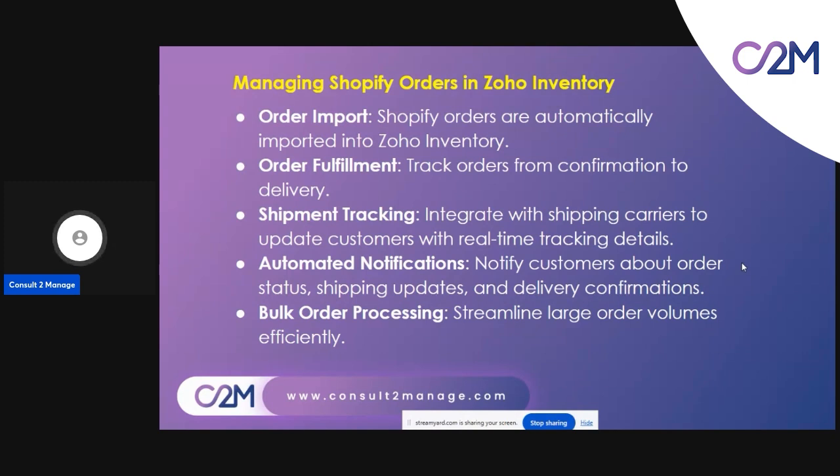So we have automated notifications. As we know, Zoho overall has pretty solid notification channels. So we can notify customers with custom notifications, workflows or functions that will notify customers whenever a status is updated, such as shipping updates or delivery confirmation. Then we have bulk order processing, which streamlines large order volumes and processes the information very efficiently.